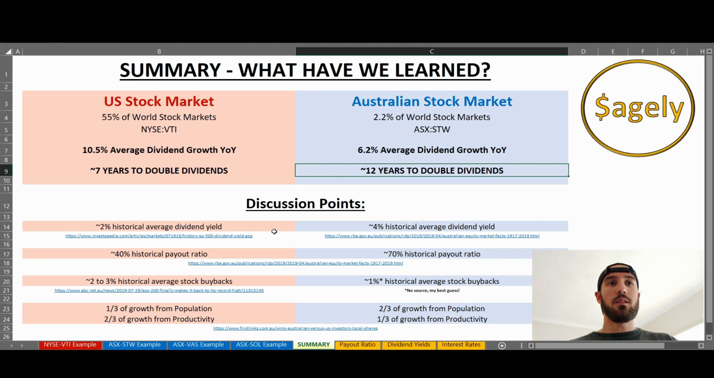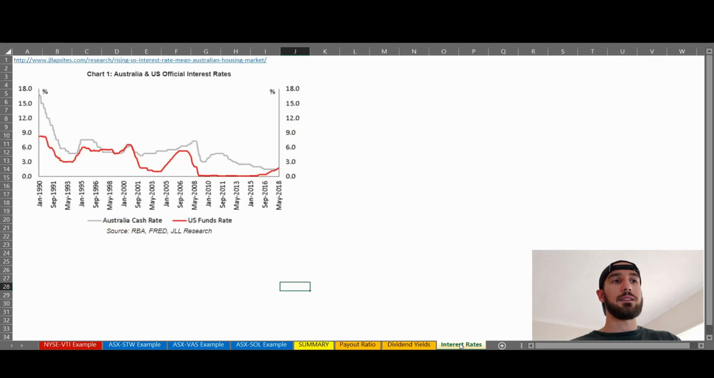Now, big difference in the historical average dividend yield between the US and Australia. In the US, we see 2% dividend yield on average and 4% in Australia. A very easy way to explain that is the big difference between the interest rates between Australia in the grey line here and the USA in the red line.